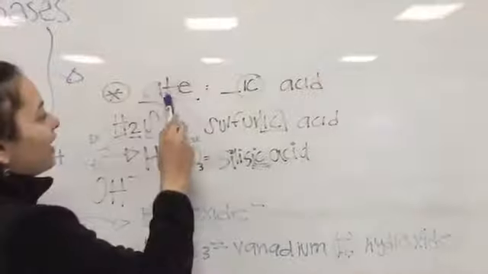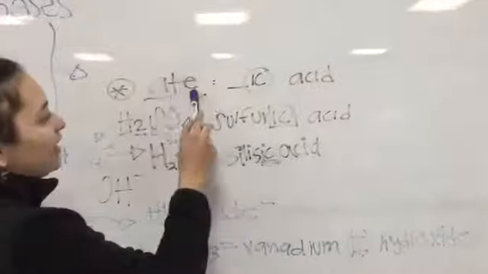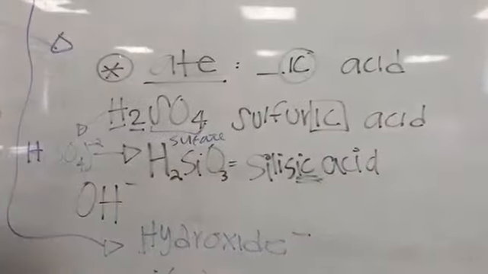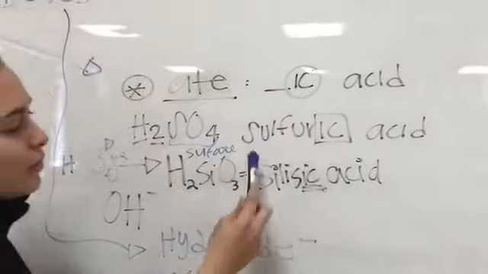When it ends in -ate, it has to end in -ic. You change it to -ic and it ends in acid. And here you have sulfuric acid.